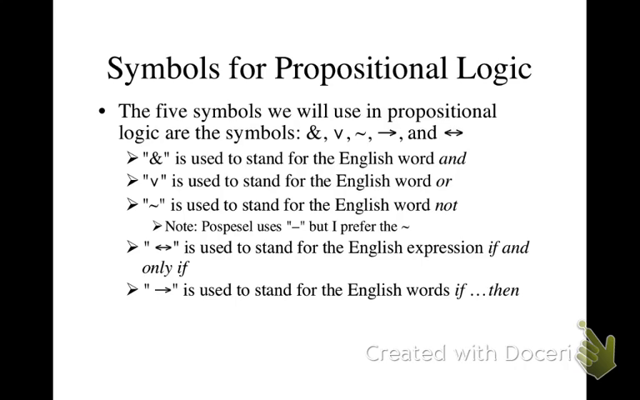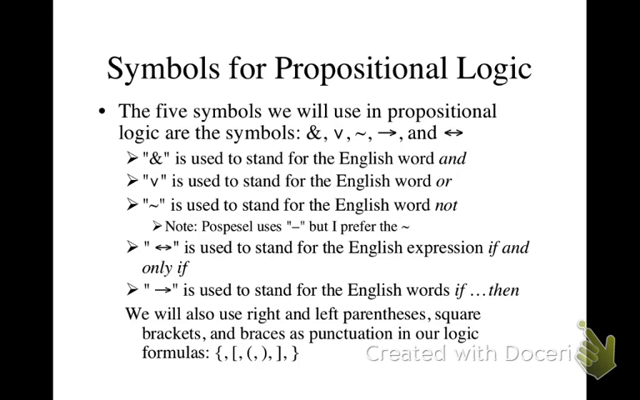Then finally, we're going to need some punctuation when the formulas get a little bit more complex. We will use right and left parentheses, we will use right and left square brackets, and right and left braces as needed as punctuation in our logical formulas. These different types of punctuation all mean the same thing. We just use different types to help keep complicated formulas straight and help make them more readable. We could use just parentheses all the time, and some logical systems do, but it makes it a lot more readable if we have a combination of different punctuation symbols.